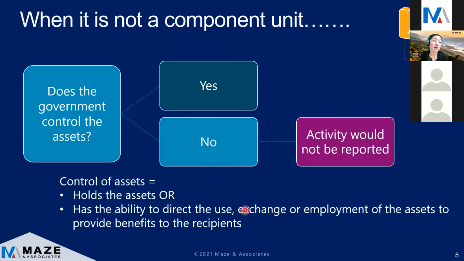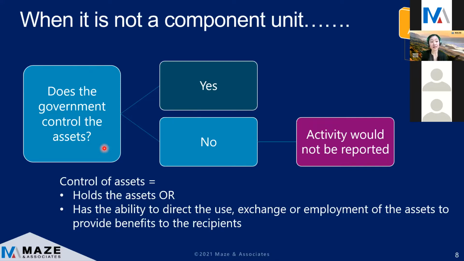So let's say that you looked at the activities in question and you go, okay, well, they're not component units. They don't qualify as a component unit for my agency. Then you're getting into a situation where you are now using the criteria for other activities under GASB 84 to determine if they should be a fiduciary activity.